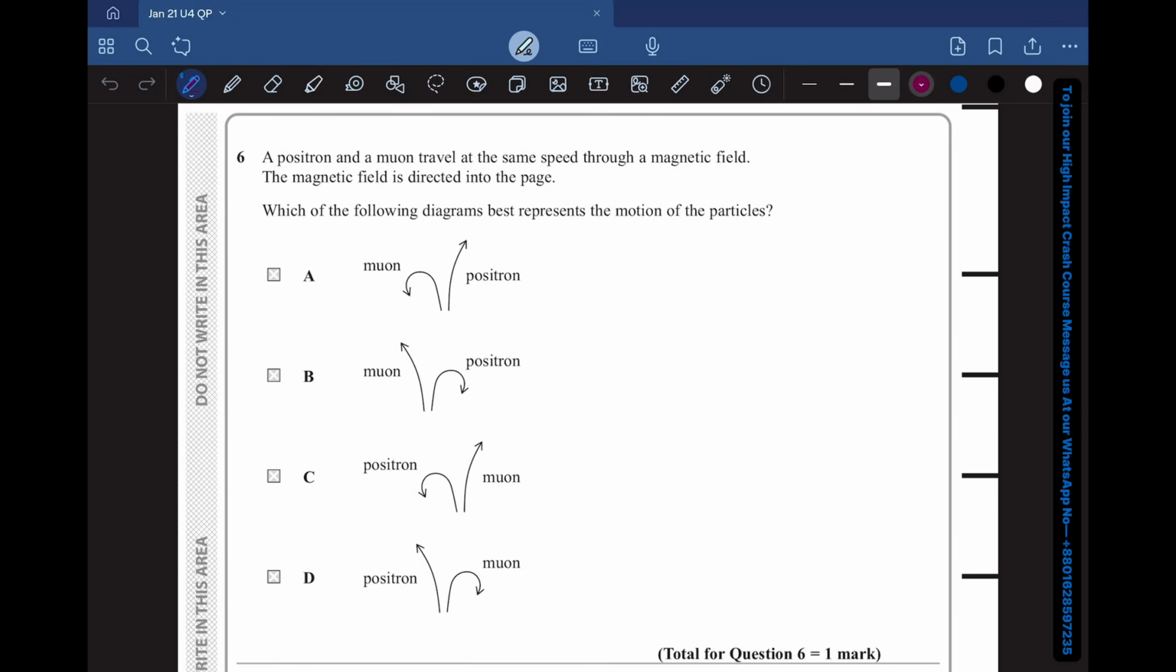Alright, so now let's solve this question number 6. It says a positron and a muon travel at the same speed through a magnetic field. Alright, so they have the same speed. The magnetic field is directed into the page. Which of the following diagrams best represents the motion of the particles?